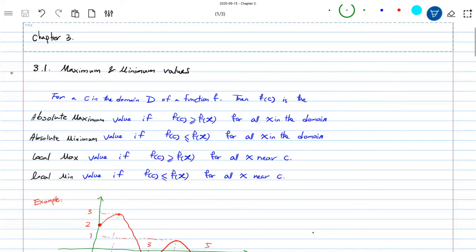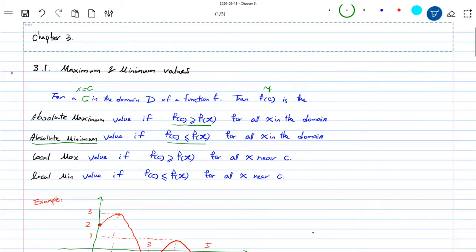There are a couple of definitions. First, I'm going to talk about those. We say for a constant c in the domain of a function, f of c, that means the y value corresponds to that x value. So if you have an x value of c, the corresponding y value is called the absolute maximum value of f if it has the largest y value among all the other y values. We similarly say that y value is the absolute minimum if it has the smallest y value.